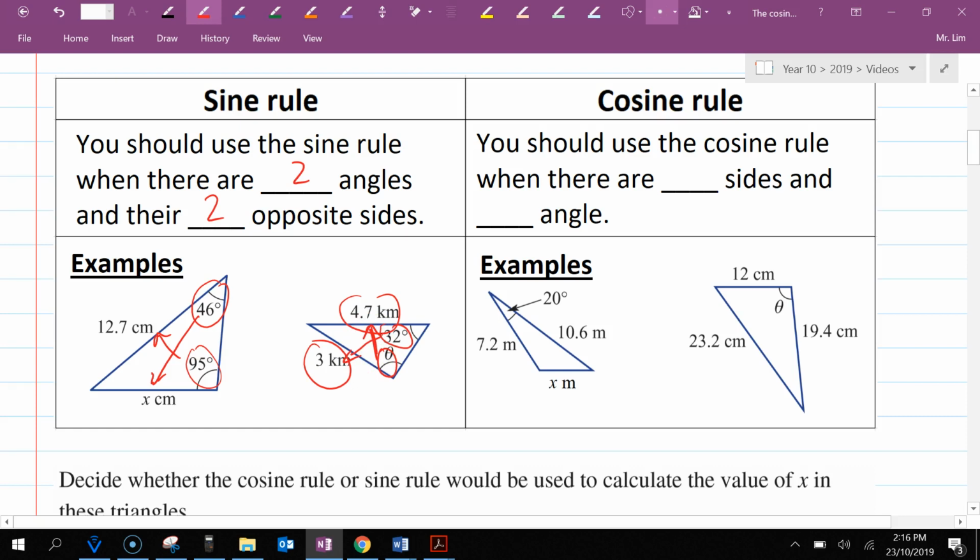You should use the cosine rule when there are three sides and one angle. So here, we've got three sides and one angle.